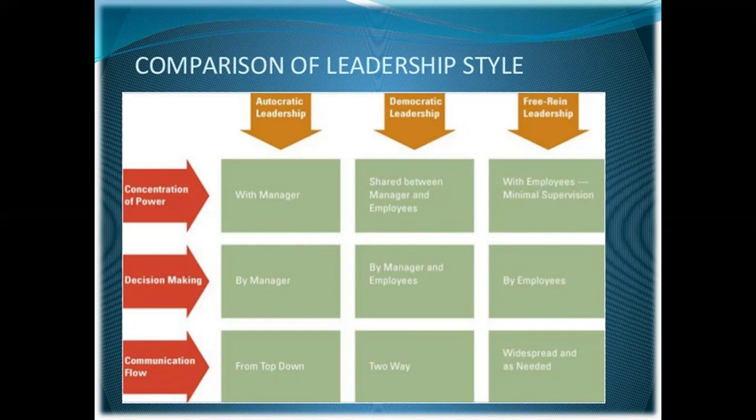Regarding the communication flow, in the autocratic leadership style, communication flows from top to down. Whereas in democratic leadership, communication flows two ways, both sides, the employee and the leader. In free rein leadership, the communication flow is widespread and as needed. It depends on the needs. So these are the differences between the leadership styles.